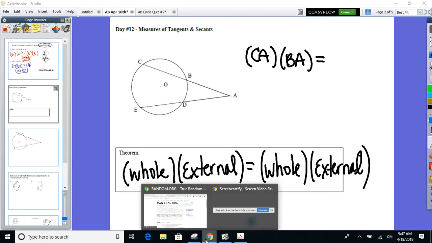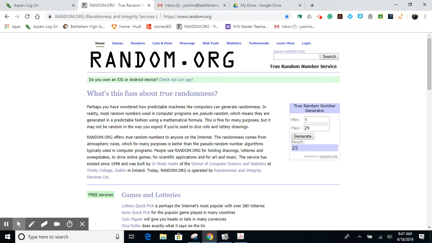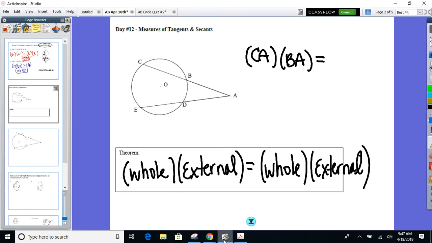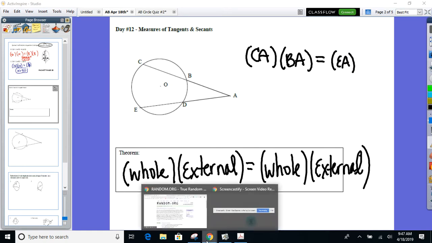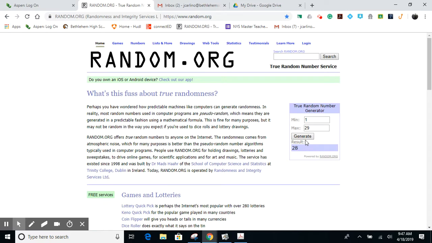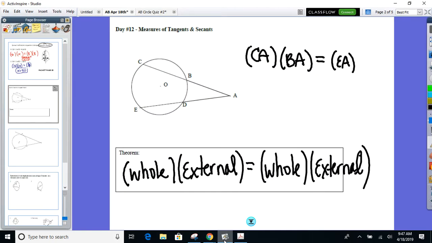Name the whole secant there. EA times its external part. I know, don't have one. Oh, we're on fire already. I'm getting fired up now. Times DA, thank you. Yep, there you go.